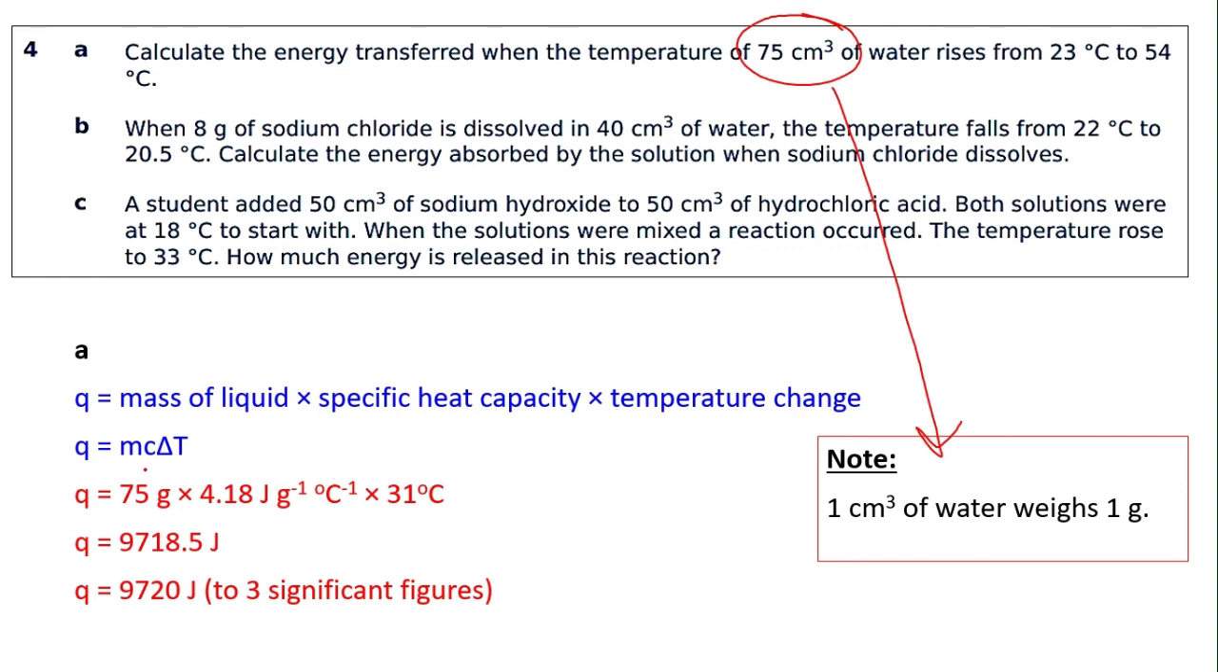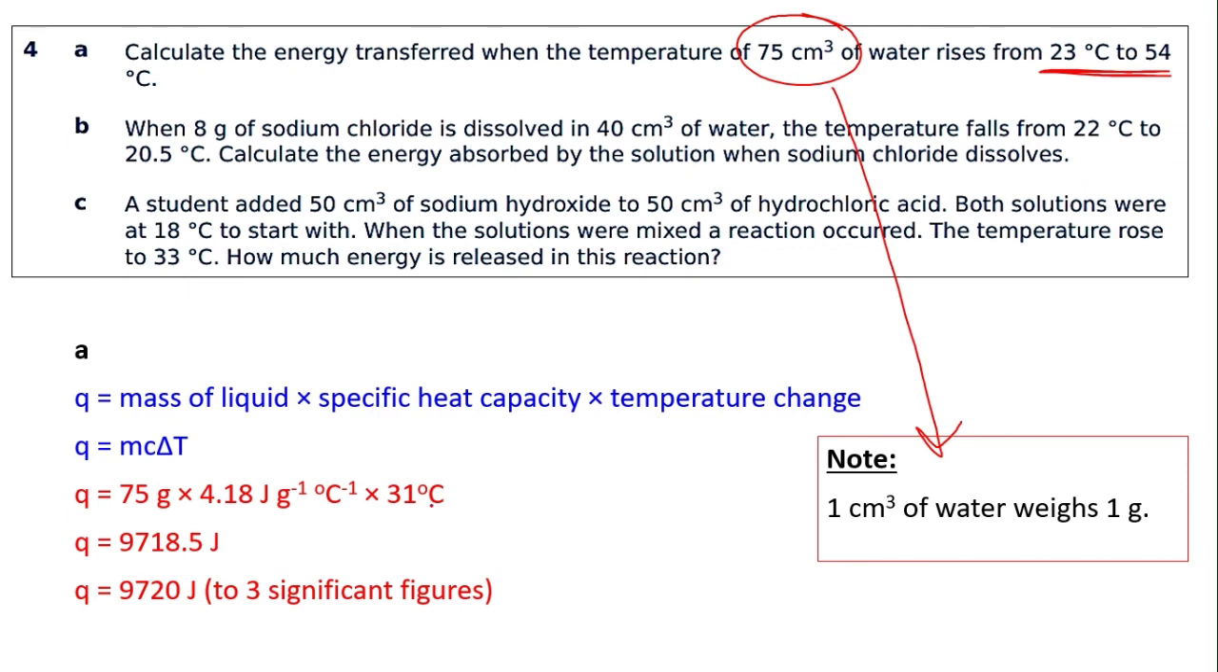Specific heat capacity of the water is a fixed constant number, so it is 4.18 joule per gram per degree Celsius. And delta T we can find by just subtracting the initial temperature from the final. So 54 minus 23 will give us the number 31. So in place of the delta T, we can write 31.